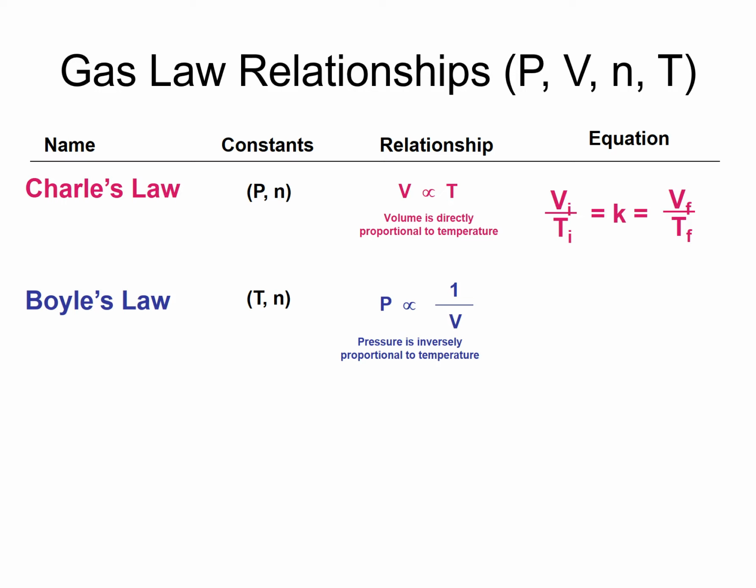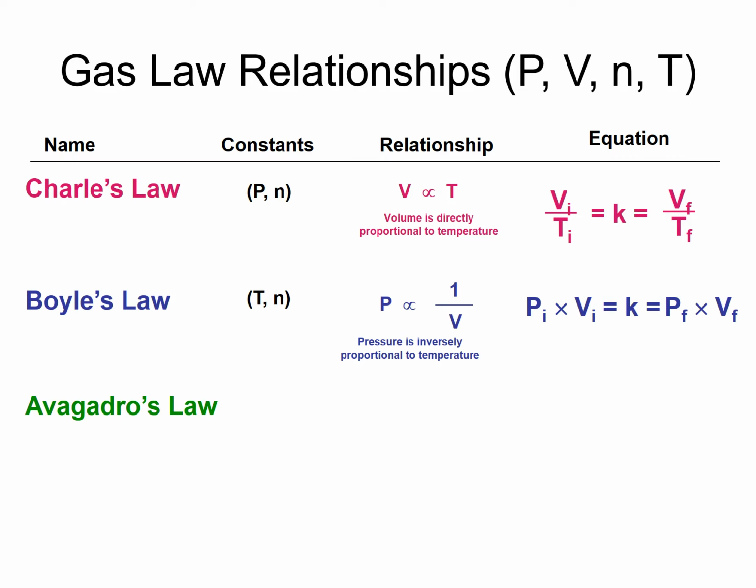Mathematically, the equation that we get is a little less complicated than Charles' law. It says that the product of the pressure and the volume should always be a constant. And so if we have initial conditions that permit us to calculate that constant, Pi times Vi, then we can use that constant throughout the problem as we calculate other combinations of pressure and volume, say Pf and Vf.